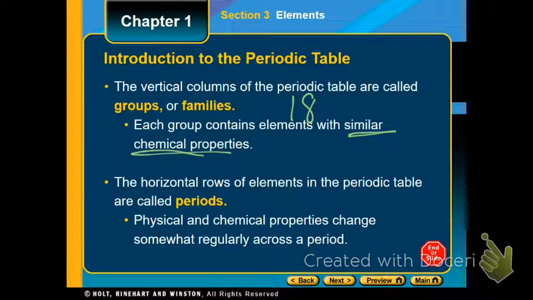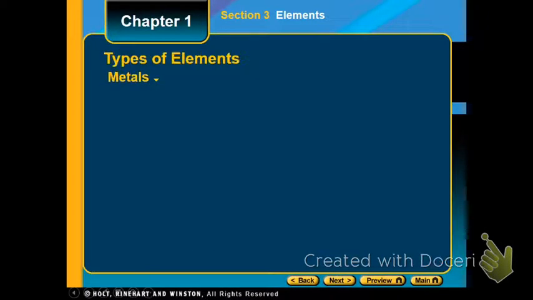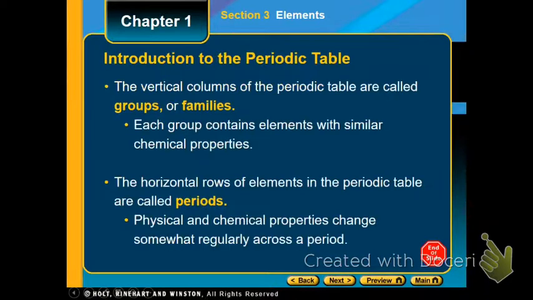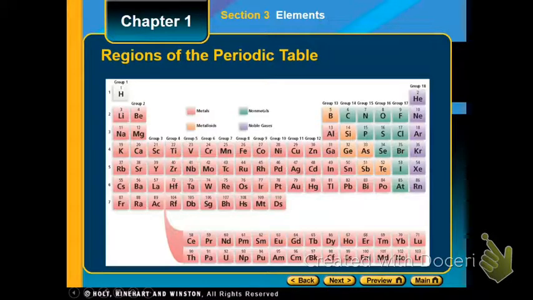The rows, that's left to right, those are called periods, and we have 7 periods on the current periodic table, and you will find a wide range of properties from left to right when you go across the periodic table. And again, you should be able to see that if you go back and look going from left to right within the periodic table. You've got metals on the left, then as you move right, you're going to have metalloids, non-metals, so the properties are changing.